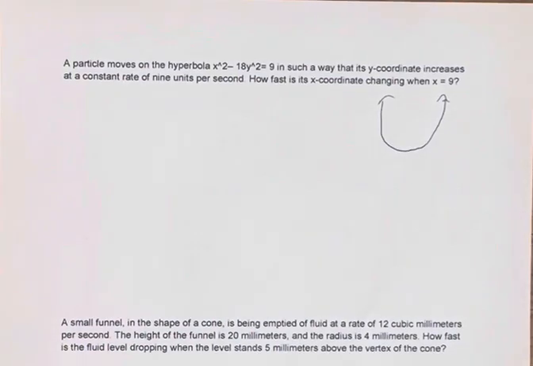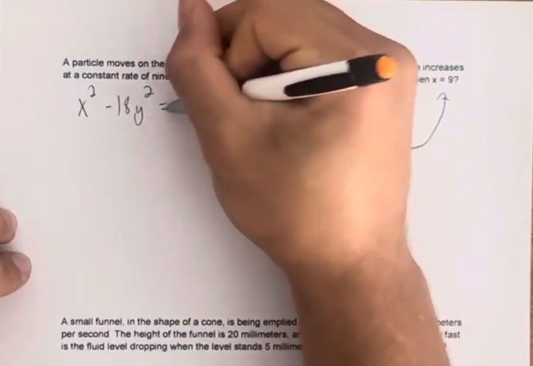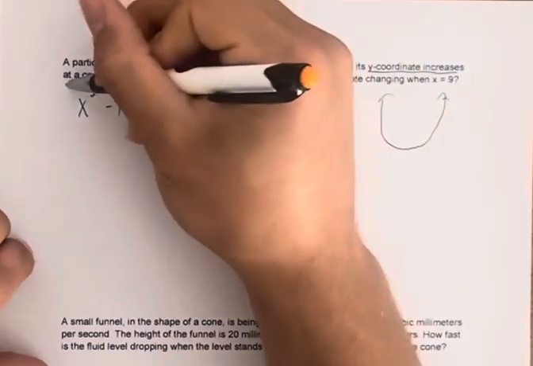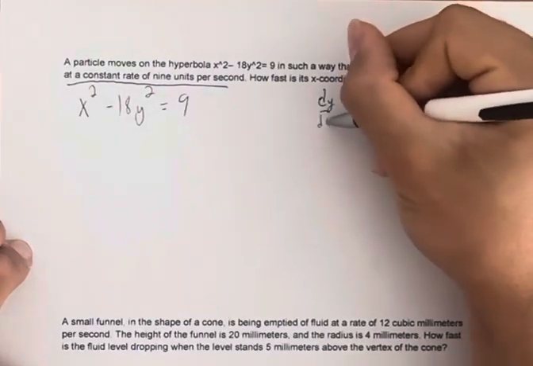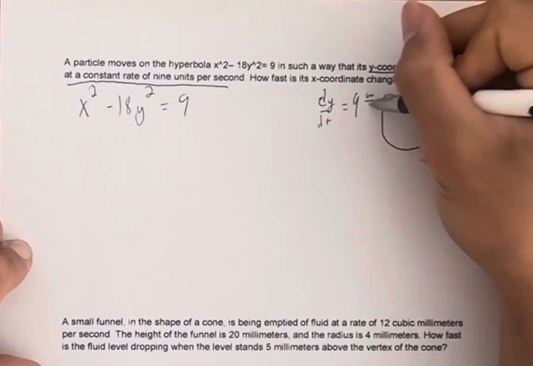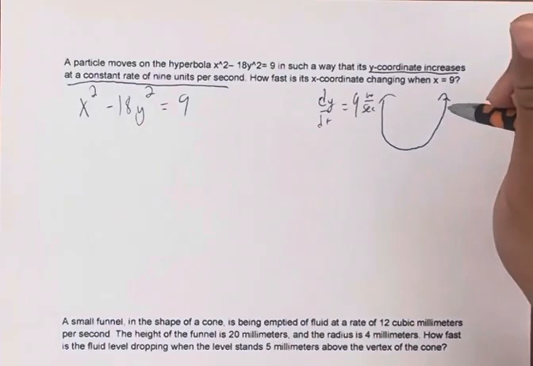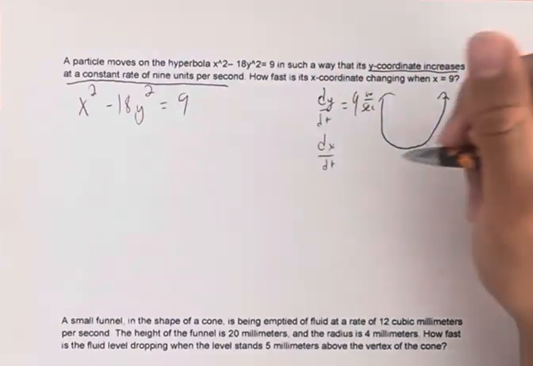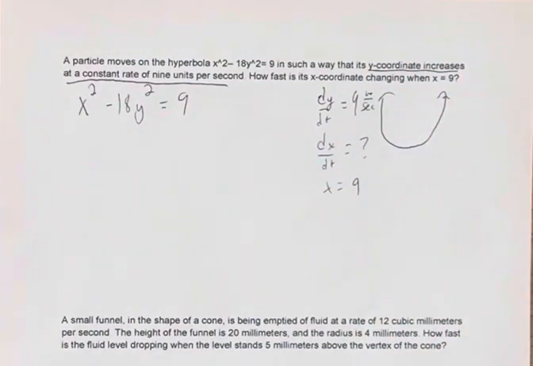So let me rewrite this equation so you can see it better. It says x squared minus 18y squared equals 9. So it's saying its y coordinate increases at a constant rate of 9 units per second, which means dy/dt equals 9 units per second. It wants to know how fast the x coordinate is changing, so it wants to know dx/dt when x equals 9. So for this problem, x would equal 9.